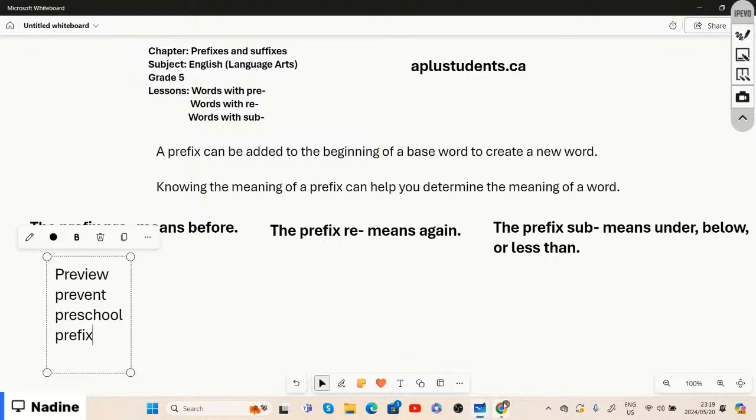All right. So that is a few words with pre. There are many, many more words with pre, but for now, that is just a few examples. If you can think of more words with pre, then by all means, you can write them down. But these are just a few of the words.